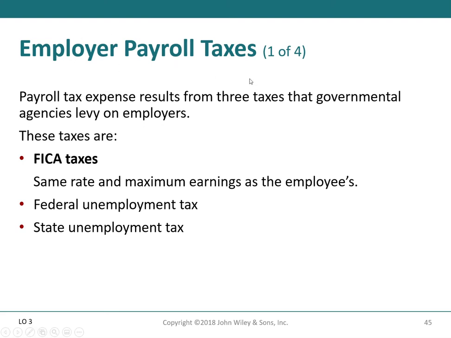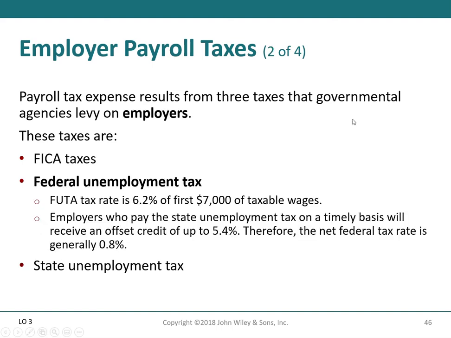Okay, employer payroll taxes. So employers, when they hire someone, they have to pay payroll taxes. The payroll taxes are FICA taxes, and it's paid at the same rate and the same maximum earnings as employees. So whatever they take out of the employees' paychecks, they basically match that. Then they have federal unemployment tax, which is referred to as FUTA, F-U-T-A. That's what it's abbreviated at. And then we have state unemployment taxes, which are abbreviated as SUTA, S-U-T-A.